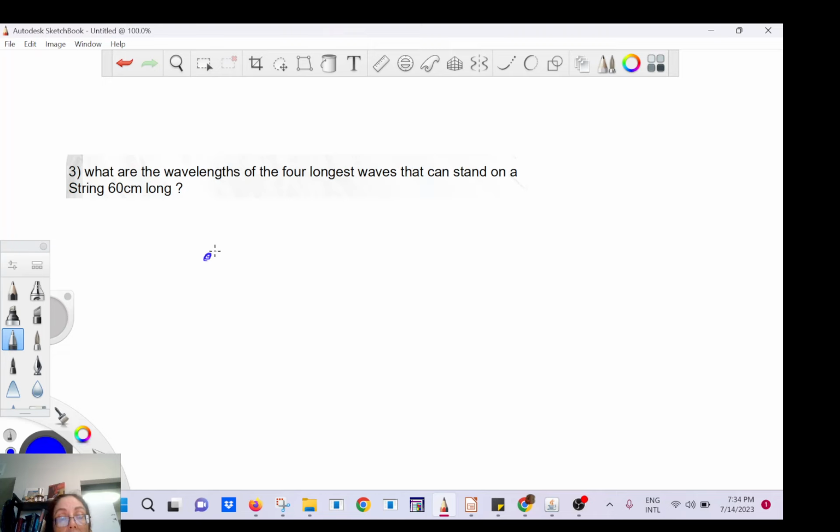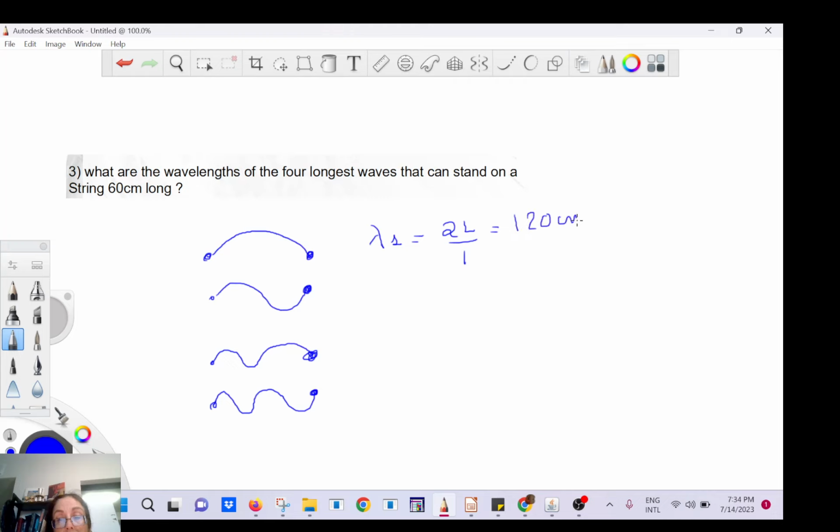So the longest wave, right? So this is the first one, and then that will be the second one, and that's going to be the third one. 1, 2, 3, 4. So the first one will be the longest, will be 2L over 1. So that's going to be 120 centimeters.